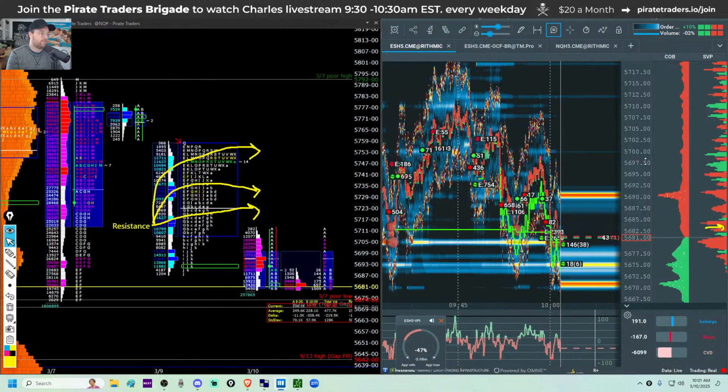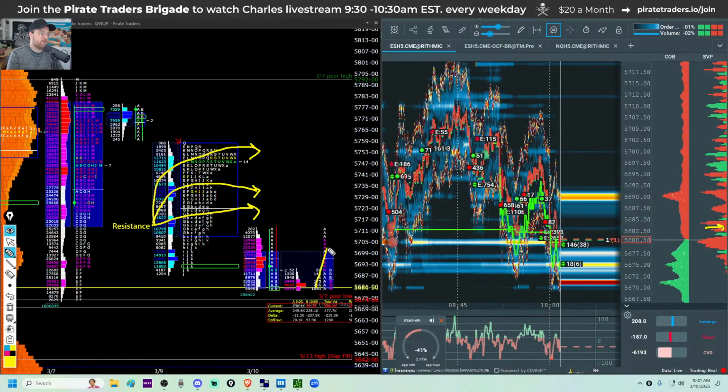So we got a poor low on top of a poor low. That increases the odds that even if the market pushes away, it is coming back for yesterday's low.